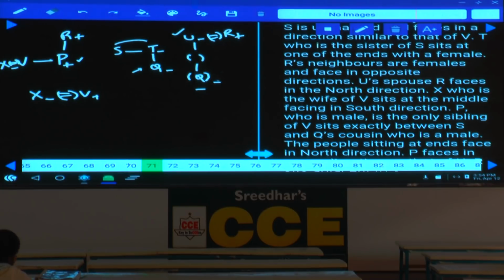P, who is a male, is the only sibling of V, and sits exactly between S and Q's cousin. Now this Q is having a cousin as well. That means in the third generation we have 2 people. Done with this? Hence in the first generation there are 2 people. Who are those 2 people in the first generation? R and U. Now this R is married to U.